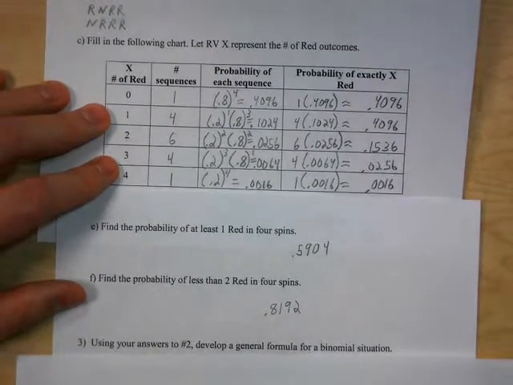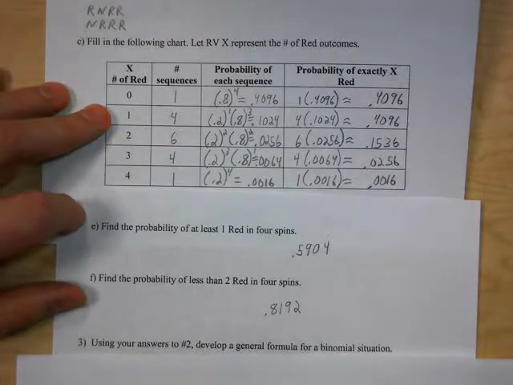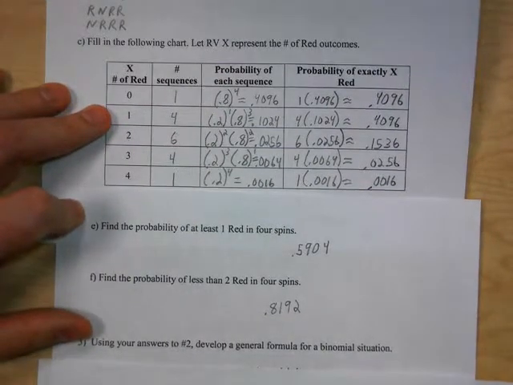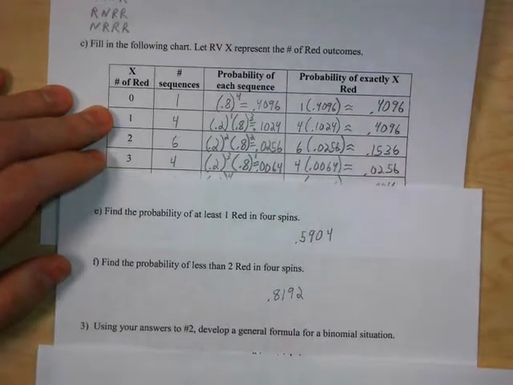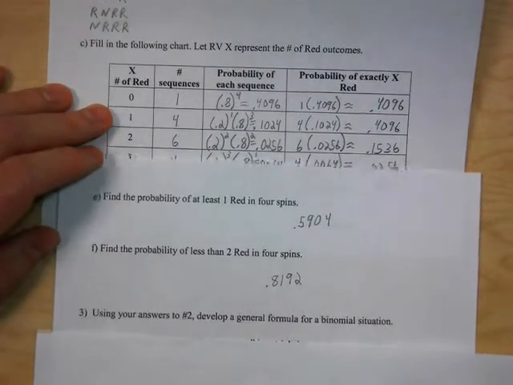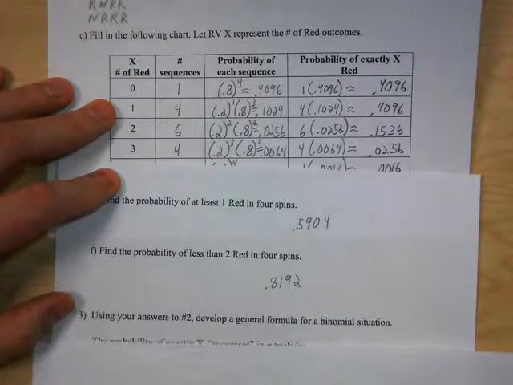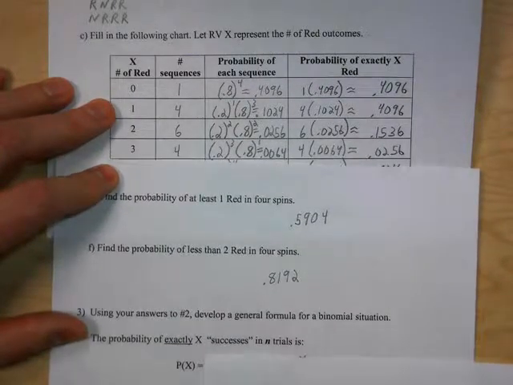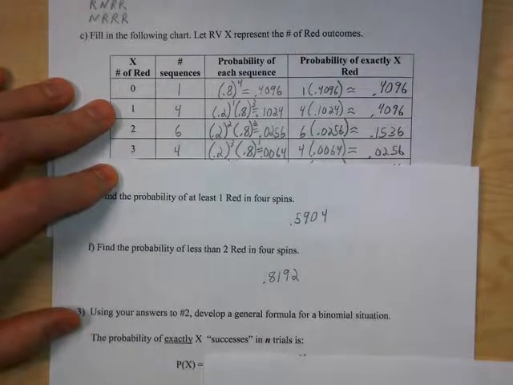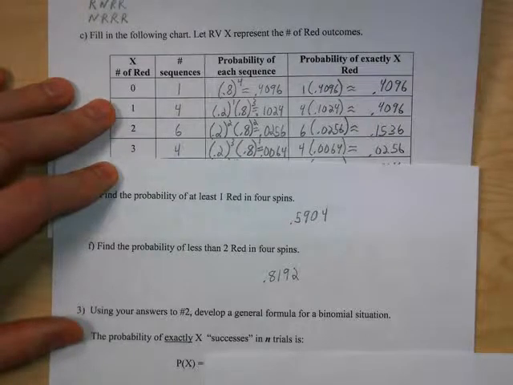Okay, so filling in a table like that takes a little bit of time and understanding, and it's not an easy thing. But there is a general formula that we're going to be able to use. And also we're going to be able to use our calculator, so that'll help us also. So using our answers to number 2, develop a general formula for a binomial situation. So when you look at the probability of exactly x successes in n trials, P of x equals what?